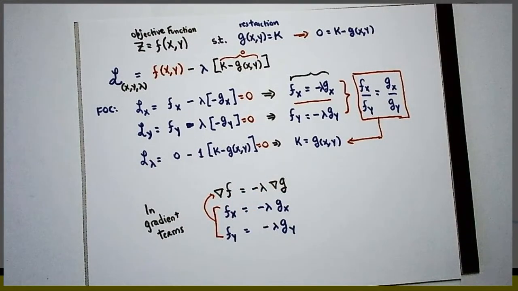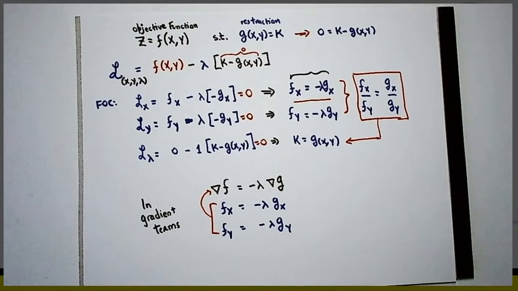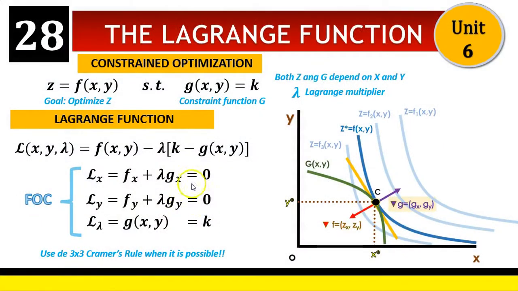So this is the logic of the Lagrange function, which is represented in summary here. Now notice that in some points you will need to use Cramer's rule when it's possible. And we will see that in the following examples.